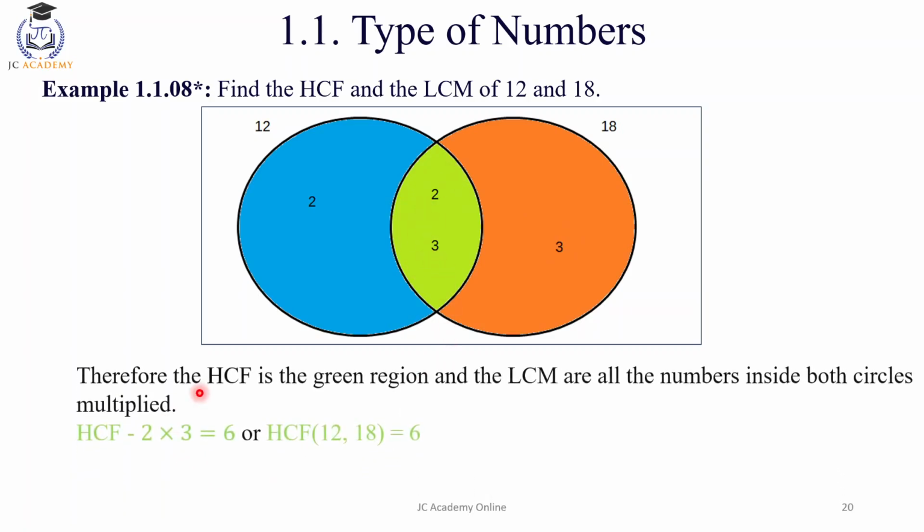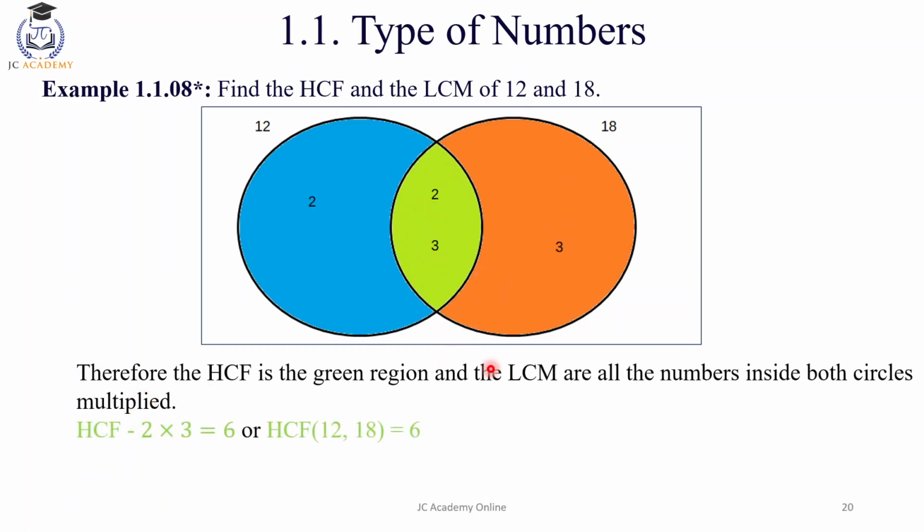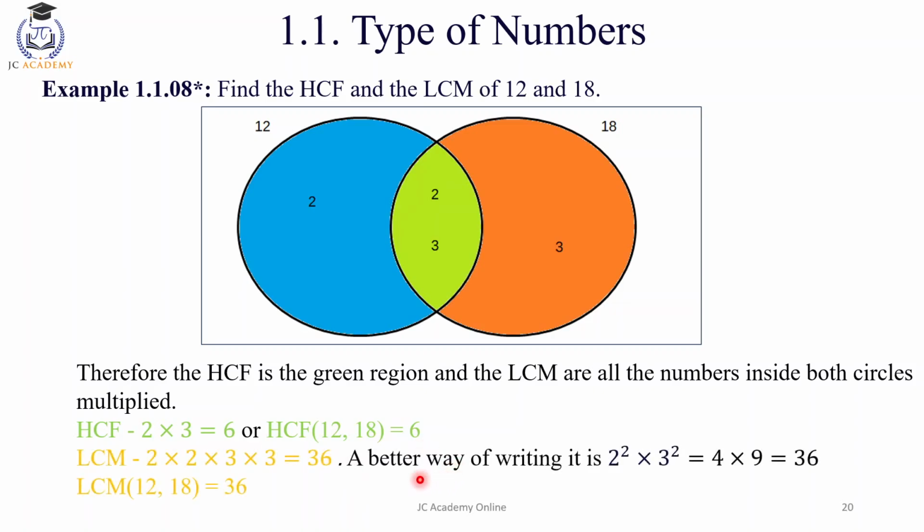Okay? So from this diagram, we can conclude that the highest common factor is the green region, which is the overlapping region, and the lowest common multiple is all the numbers inside both the circles multiplied. So the highest common factor is the numbers inside this green part, which is 2 times 3. We could write 2 times 3 equals 6, or we could write it as HCF of 12 and 18, which equals 6.